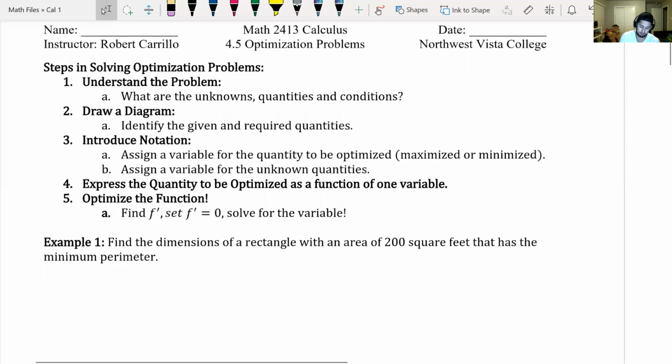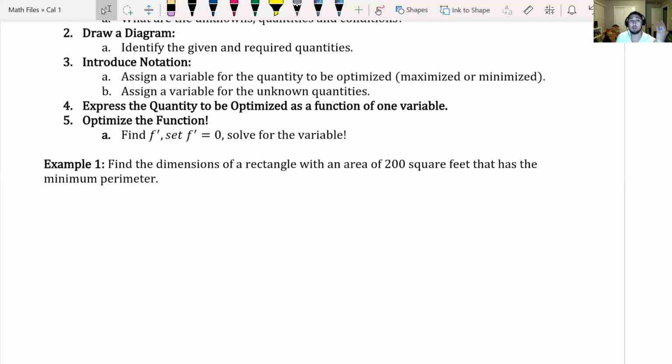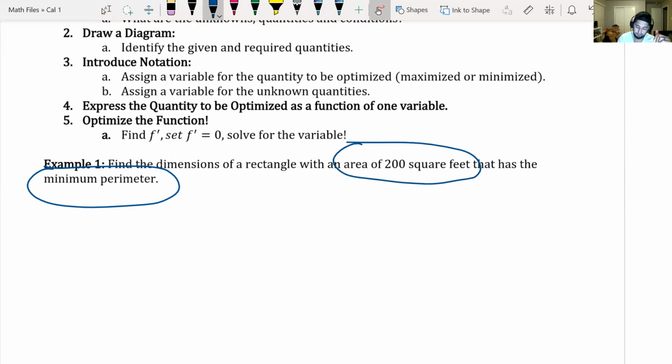All right. So, number 1, find the dimensions of a rectangle with an area of 200 square feet that has the minimum perimeter. So right there, it's already telling us it wants us to minimize perimeter. And it is also giving us another piece of information. It's telling us that the area is 200 square feet.